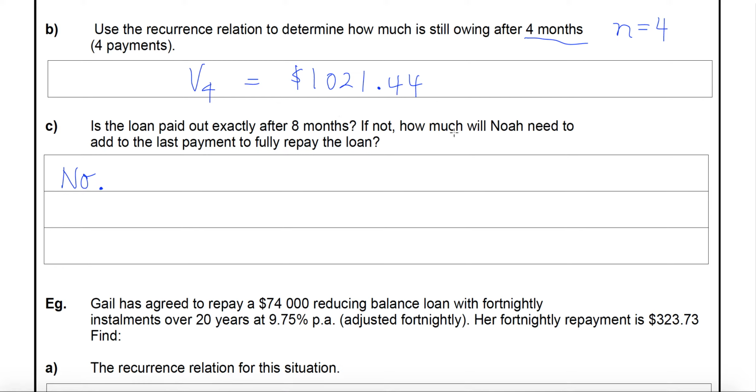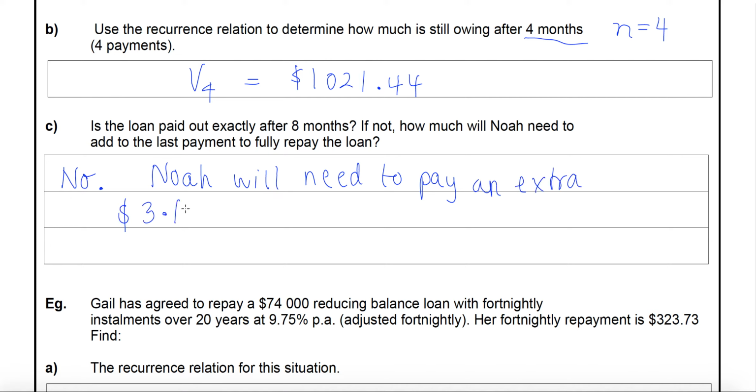The question states how much will he need to add to the last payment. So what this means is because there's that little bit left over after the 8th payment, instead of waiting another month of being charged interest on that final little bit that's owing, that last little bit's just going to be added to the final payment. And what you should find is that Noah will need to pay, it's not much, but you should get $3.15.